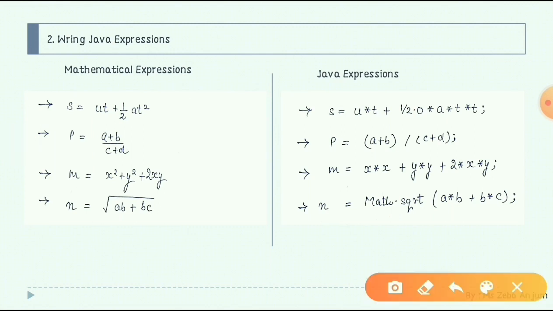See, in the fourth one we have studied some mathematical library functions. Yes, so over there we have studied the square root function. The square root function we have to apply like this: Math.sqrt, and in your square root we are having ab, so automatically a multiplication sign will be there. So a multiplied by b we have to write down. Again b multiplied by c we have to write down.